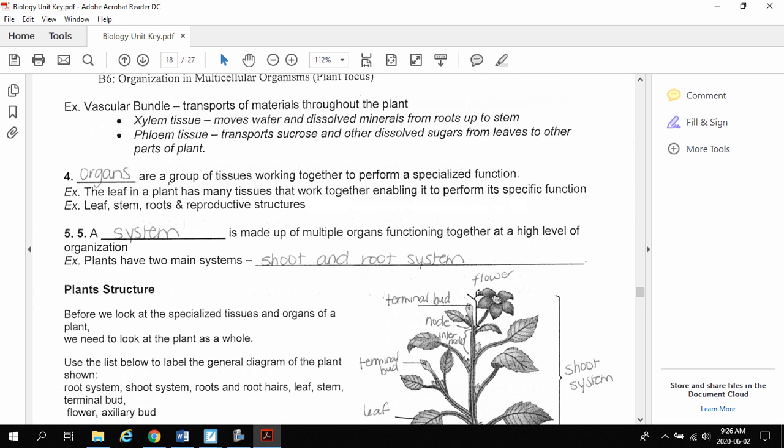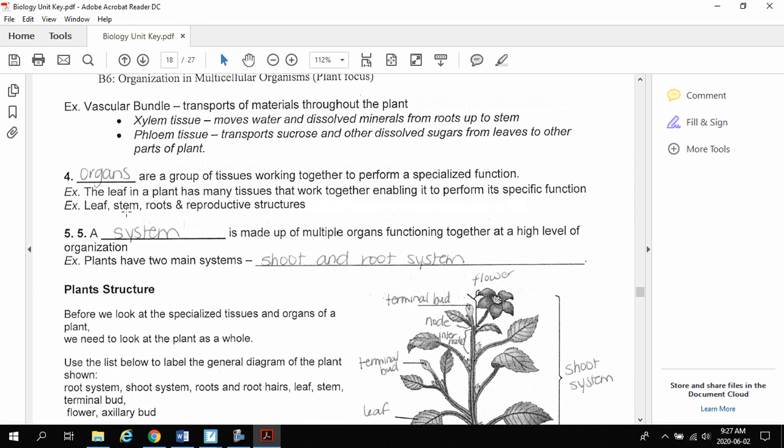And vascular bundles. So let's keep going. Number 4 is organs. So organs are a group of tissues working together to perform a specialized function. So in the plant, a leaf is an organ, and a branch is an organ, and a stem is an organ. A leaf is made up of lots of different tissues. There is epidermal tissue, there is ground tissue, there's vascular tissue. All of those tissues work together to create an organ.